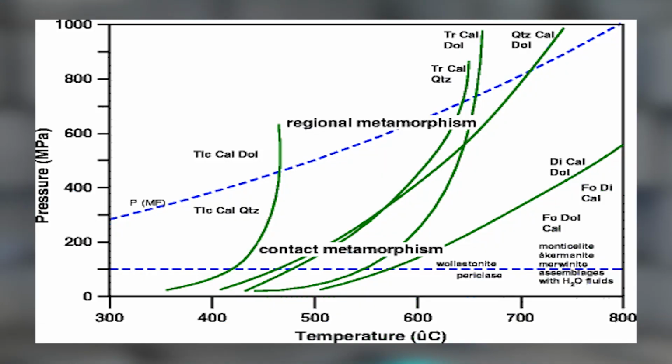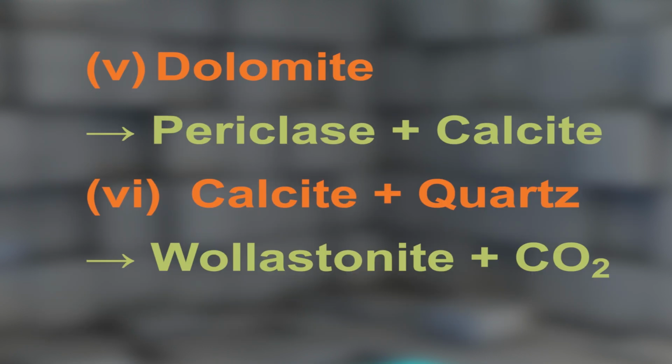Rarely observed minerals, periclase and wollastonite in regional metamorphism, are common in contact metamorphism. The important reactions for the formation of these minerals are as follows. Dolomite gives rise to periclase plus calcite. Next reaction is calcite plus quartz gives rise to wollastonite plus CO2.